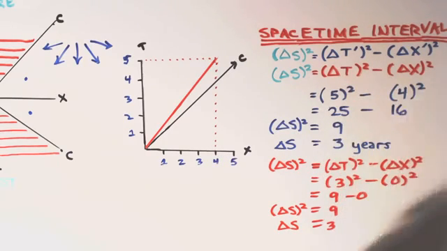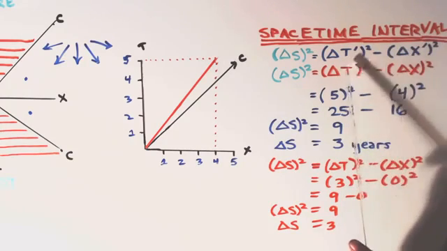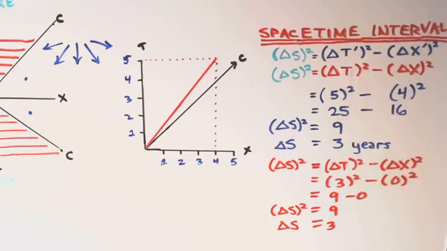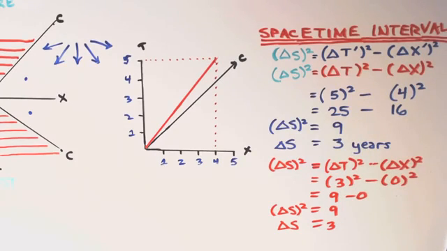Now we got 25 and 16. This is where I messed up, because the T should be here and the X should be over there. You should switch them around. But either way, you're going to get a difference. The difference here is 9. Whether it was 16 minus 25 or 25 minus 16, it's still 9. The negative or the positive tells you whether the two people can affect each other.